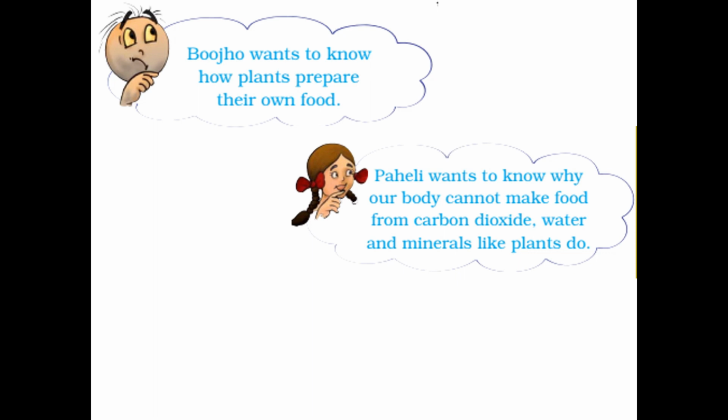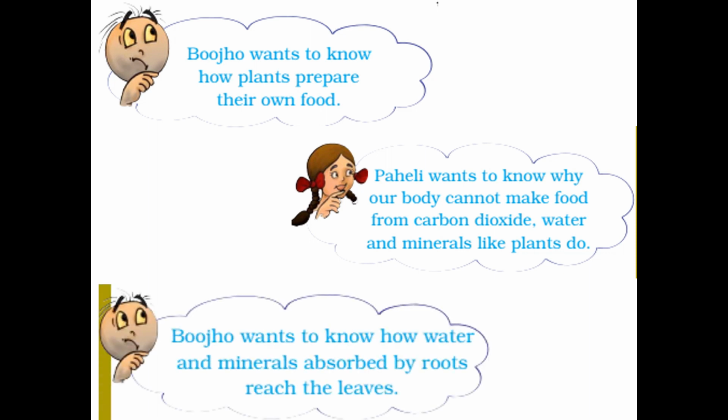Second question, Paheli wants to know why our body cannot make food from carbon dioxide, water and minerals like plants do. As you know, chlorophyll, sunlight, carbon dioxide and water are the necessary components for photosynthesis to take place. In the absence of any one of these, photosynthesis is not possible. Since our body does not have chlorophyll, or the other necessary mechanisms for photosynthesis, our body cannot synthesize food like plants do.